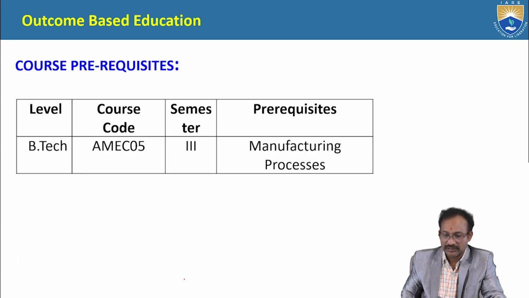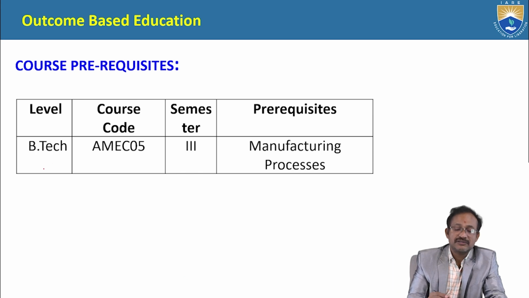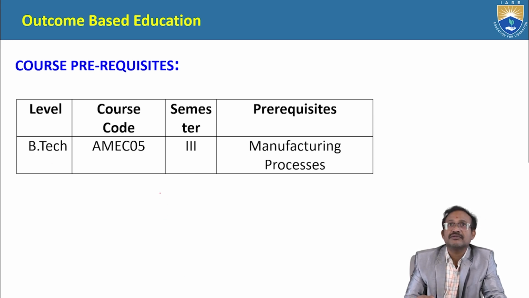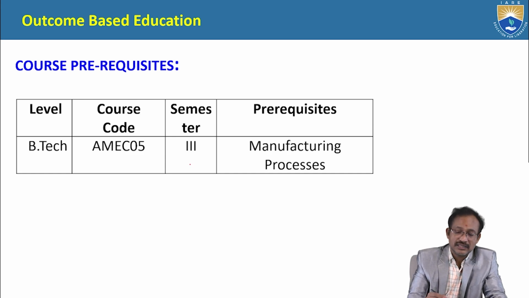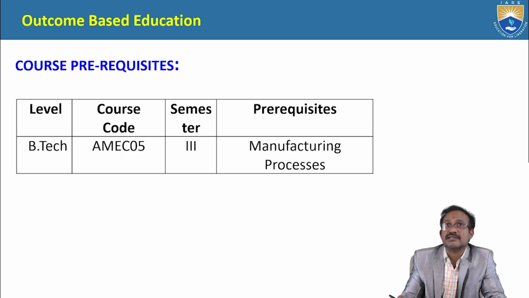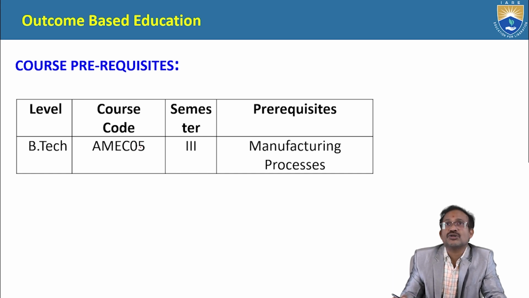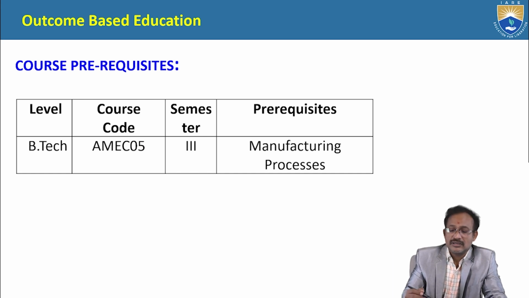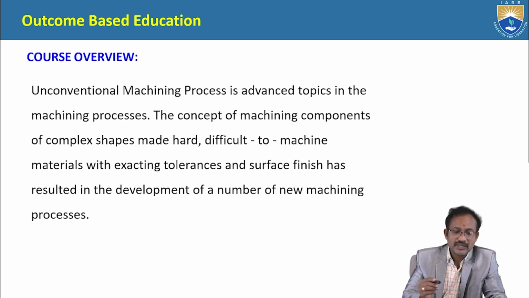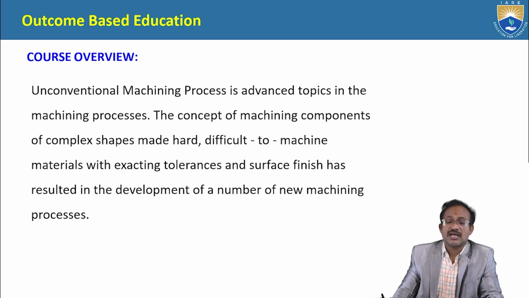Now let us discuss prerequisites. Prerequisite for unconventional machining process, the 5th semester, is 3rd semester manufacturing processes. The corresponding course code is AMEC 05. Next, course overview.